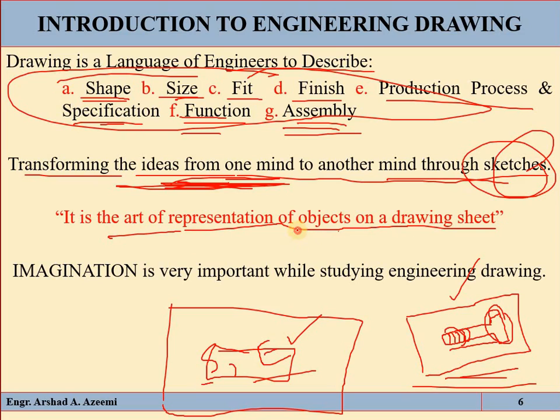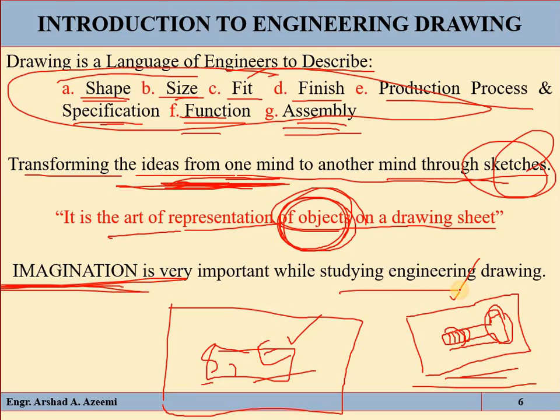Any engineering object, either a structural object or a mechanical object. Remember, in engineering drawing imagination is most important. If you have the imagination, then you can transform something from an ideal condition into a real condition. So imagination is most important while studying engineering drawing.